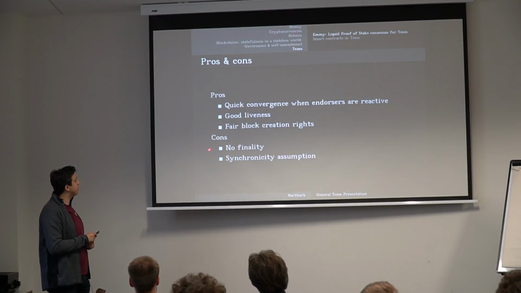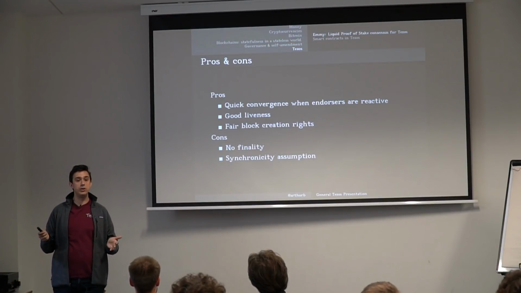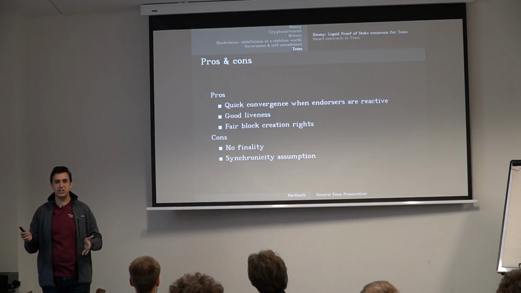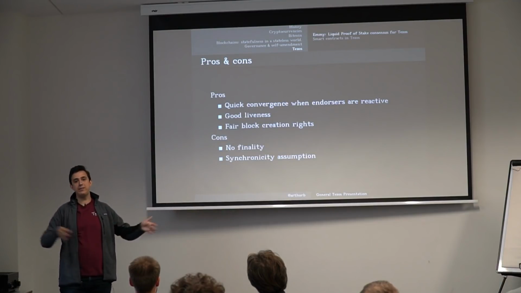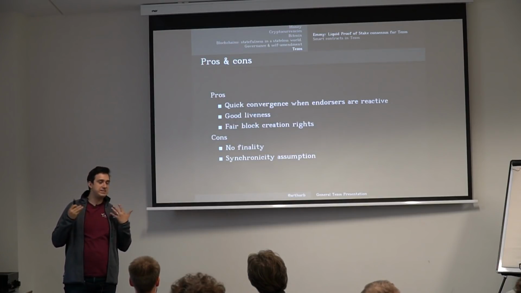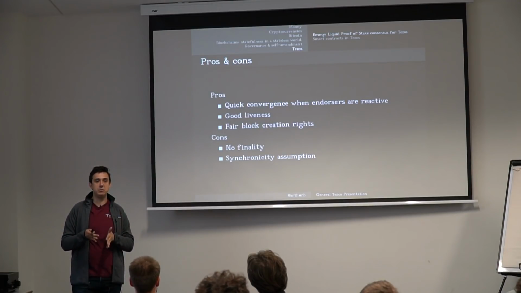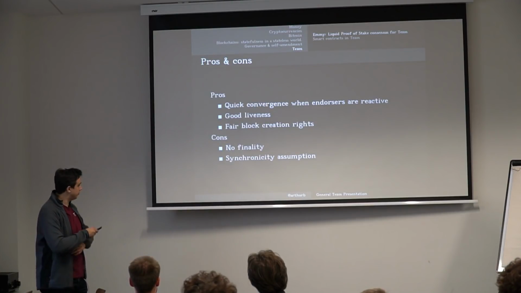Some of the cons of this algorithm: there's no finality. Like in Bitcoin, you don't really know if a transaction has been included forever in your ledger. You could have someone, in theory, come up with a longer chain or a better chain. And so statistically, it becomes very, very unlikely as time goes by that your chain will change, but you don't really know for sure.